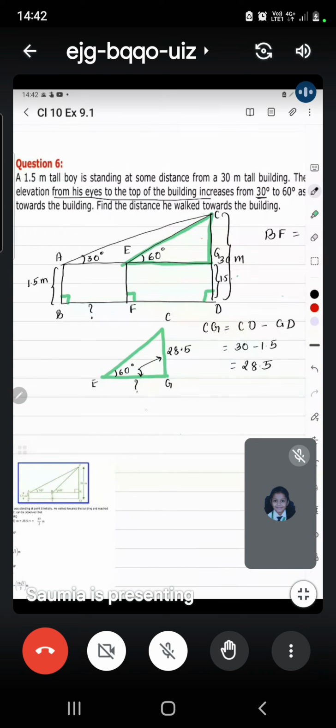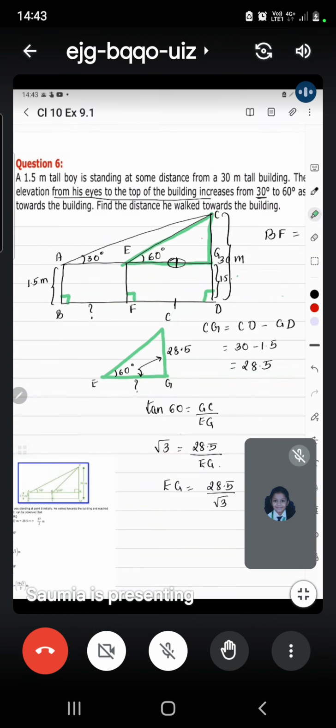So tan 60 is equal to CG upon EG. What is tan 60? Root 3. Root 3 equals what is GC? 28.5. And what will EG be? EG will be equal to 28.5 upon root 3. So now what did I get? I got this distance, EG. Now, EG and FD are equal, because it's a rectangle.